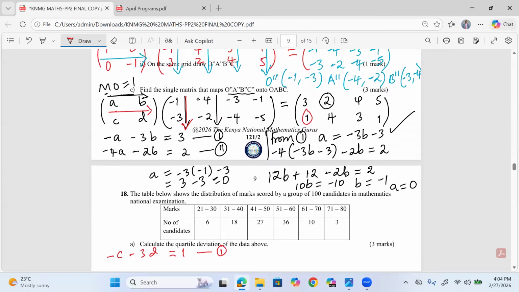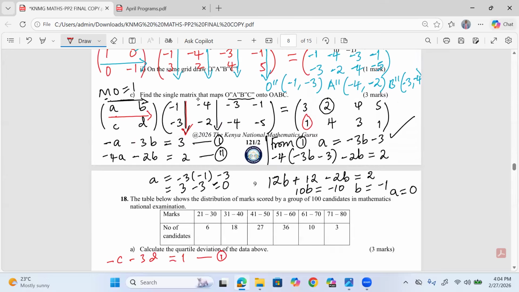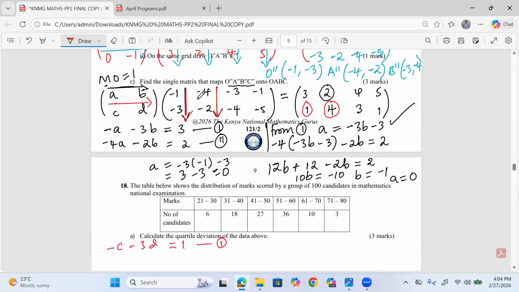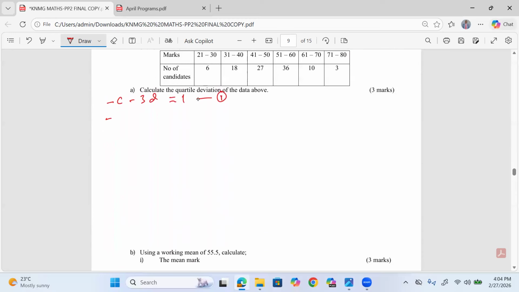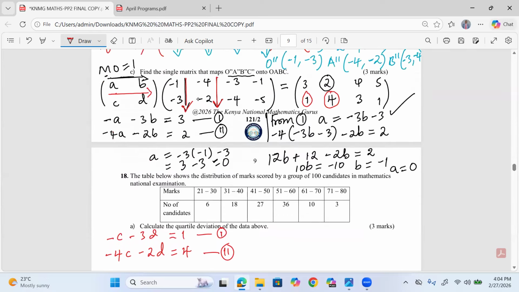Then again, for equations involving C and D, we can use the second column here to multiply the same row. So we talk about C by negative 4 and D by negative 2 to give us the second element on the Y in the answer matrix. So negative 4C and negative 2D to give us 4. This is a second equation. Is that clear?